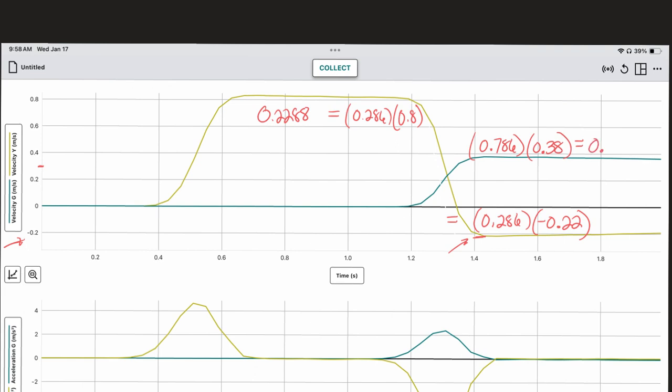So this is what, 0.2 something? Maybe 0.3, I don't know. I'm going to need you guys. That's the bottom one here? Yeah. Sorry. That's right. Negative 0.0572. What's this top one? 0.786 times 0.38?